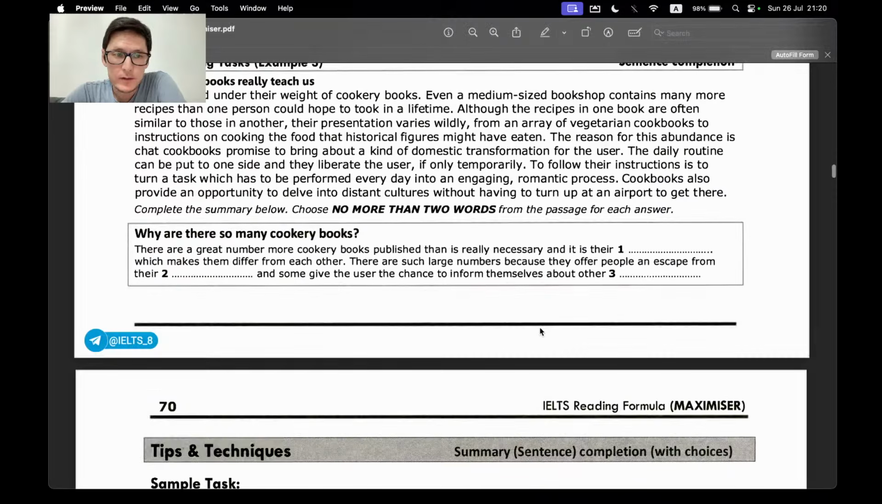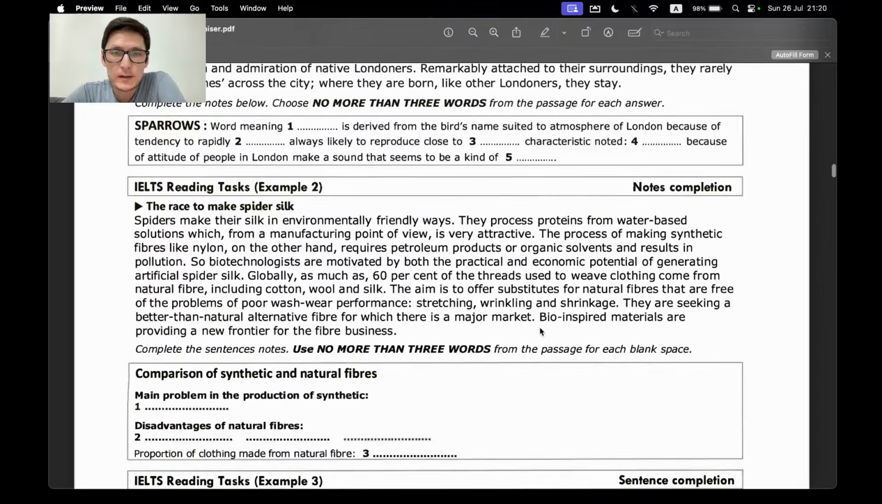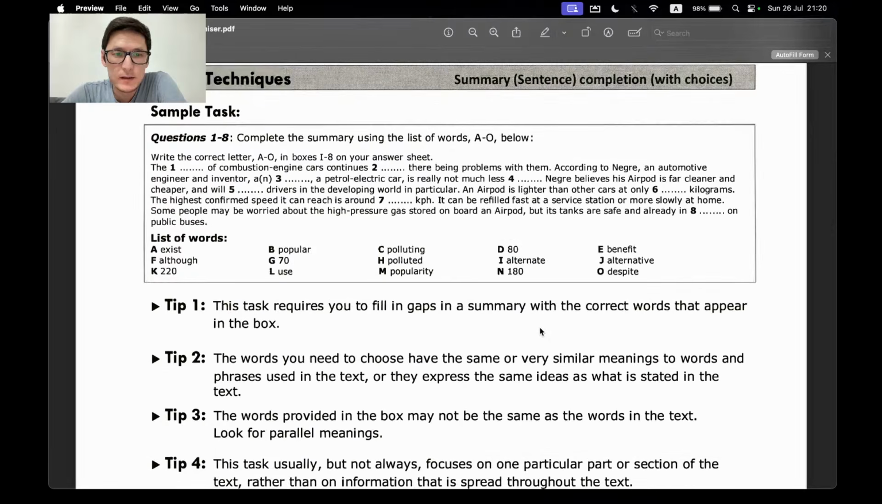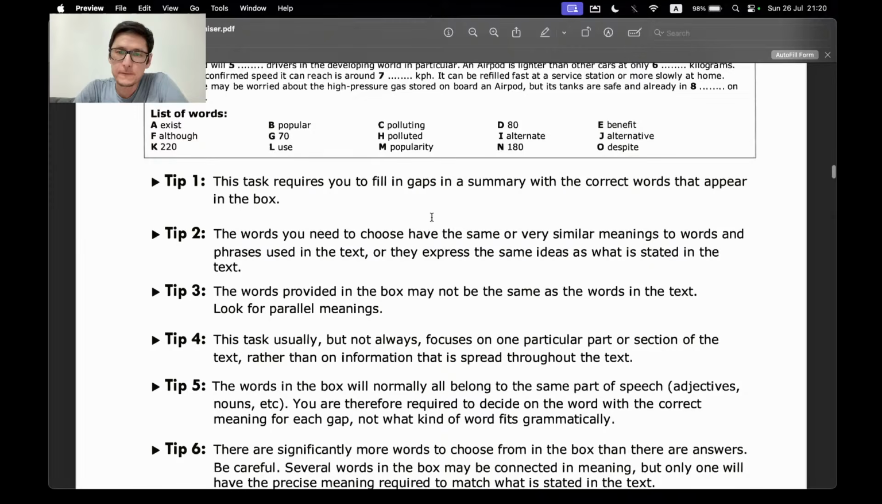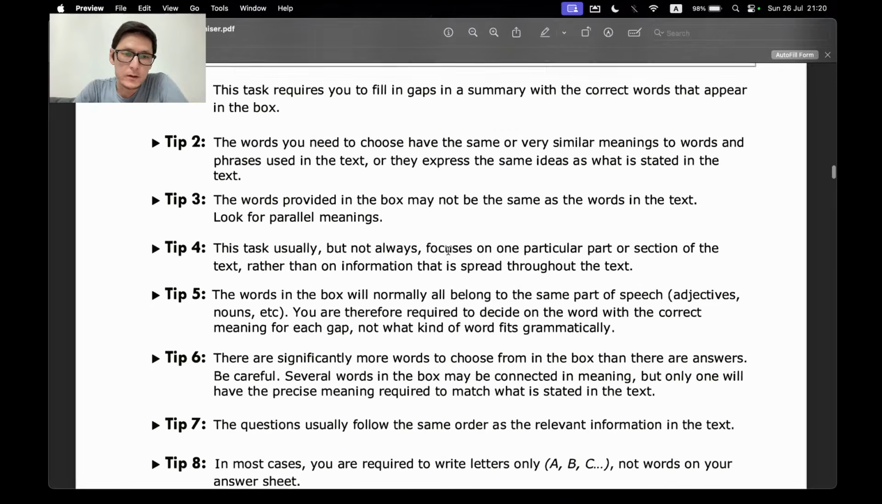So here are sample texts, some exercises for that, and also summary completion with choices. So you have a choice of words, a list of words, and you have to choose the word here. But when you're writing the answer, you have to choose the letter, not the word itself. So here also, fill in the gaps. You need to choose from the box.